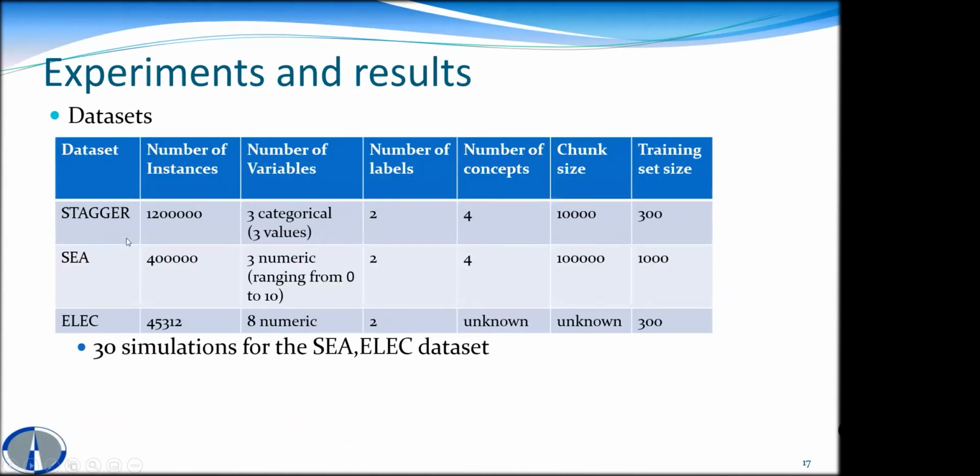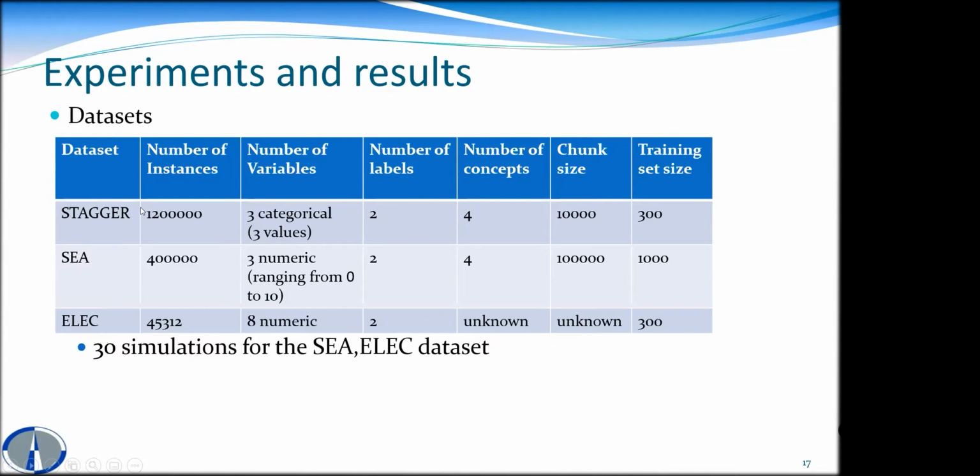Here we describe our data sets. The first consists of about 1 million instances. We have 3 variables, each of which takes 3 values. It's a binary problem. The number of concepts equals 4. We have 4 distributions here. The chunk size is 10,000. In each chunk we have 1 distribution, and the training set size is 3, because we have 3 categorical variables with 3 values and it's a binary problem, which is sufficient to have good accuracy.